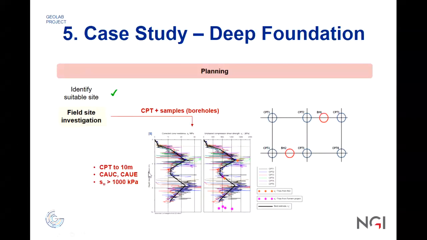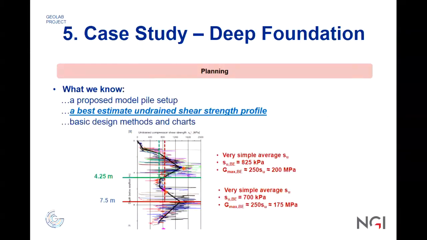CPTs were to 10-meter depth, and triaxial tests, both compression and extension, were performed. And then from the soil investigations, they could come up with a best estimate undrained shear strength profile, as you can see here. Very simple.